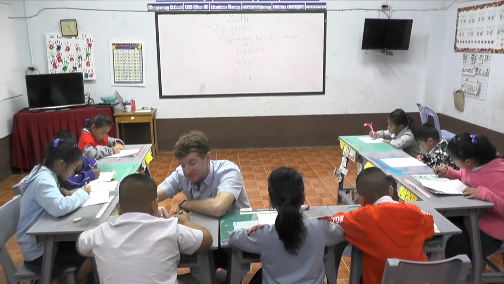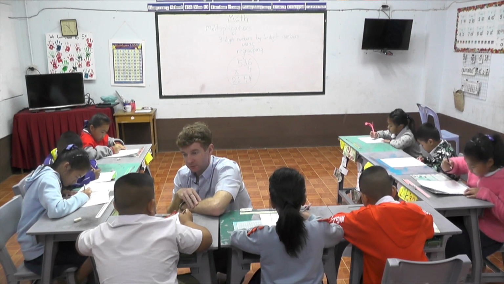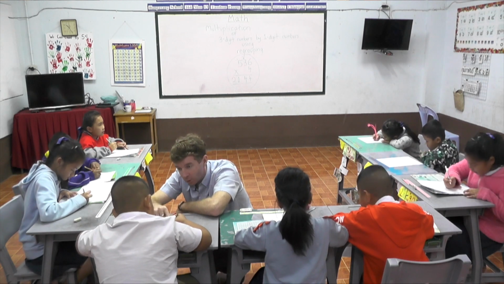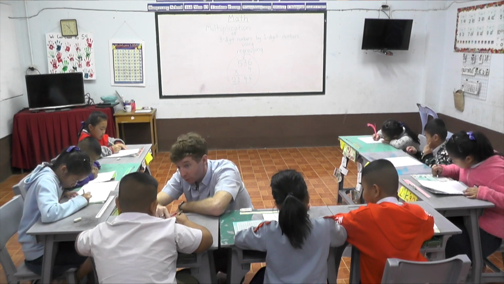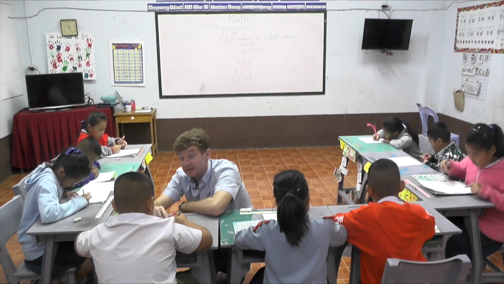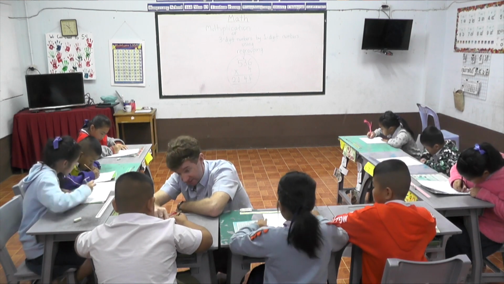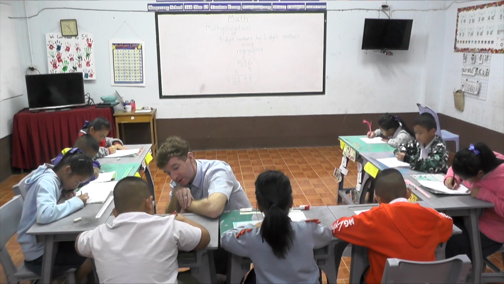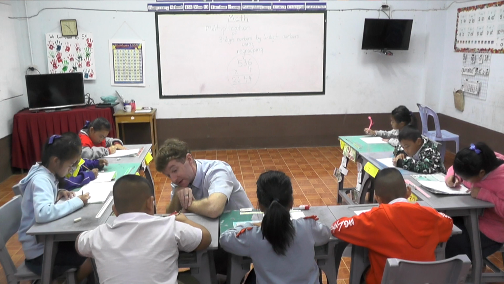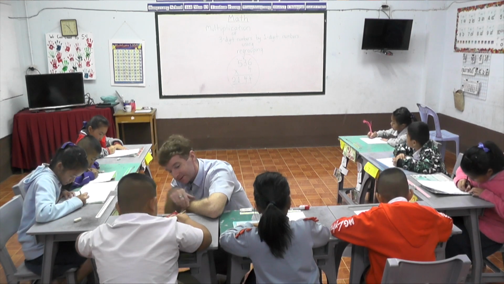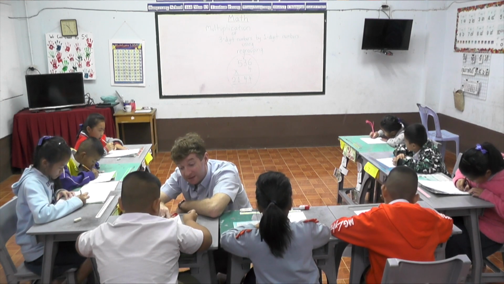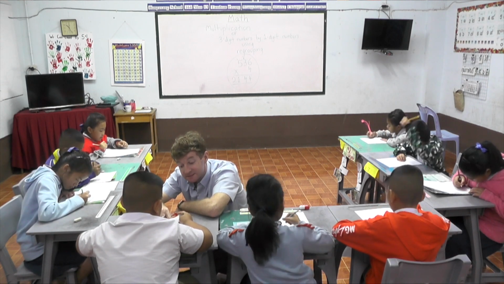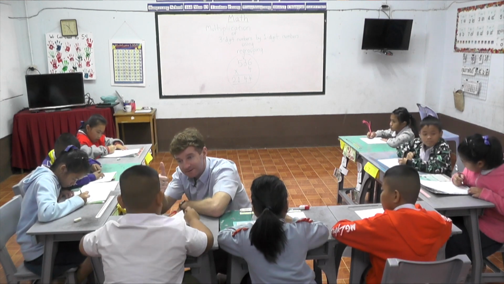5 times 7, 35. Plus the 1, 36. Yes. So 3,6 and then 7,5. So your answer, 3,675. Excellent.